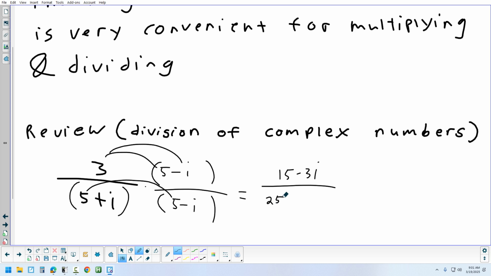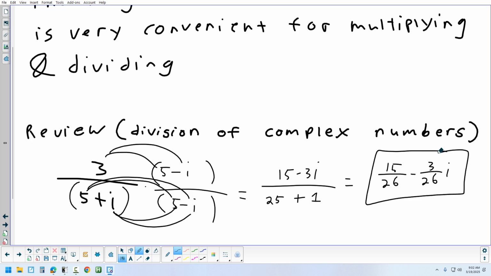And then 5 times negative i, 5 times positive i. What's going to happen there? They cancel, so we don't have to worry about that. What's i times negative i? Negative i squared. And I want to go one more step with that. What's negative i squared? 1. Yes. So now when we write that in standard form, it's 15 over 26 minus 3 over 26 i.